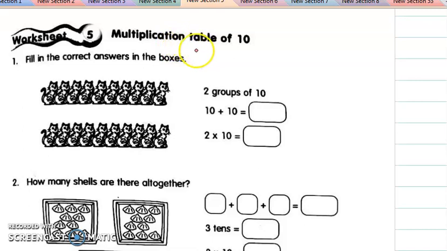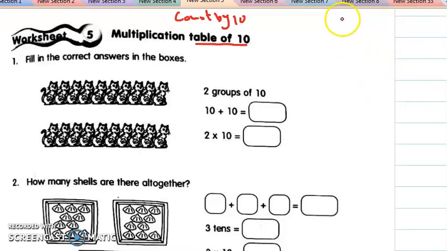We are going to learn the multiplication table of 10. So let's begin. When we say the multiplication table of 10, it means we will count by 10. What is the meaning of counting by 10? Let's have a look here.